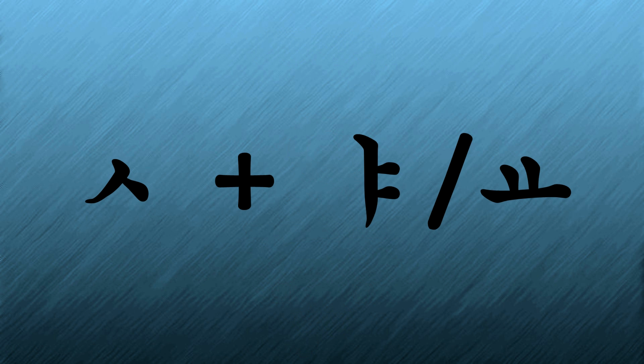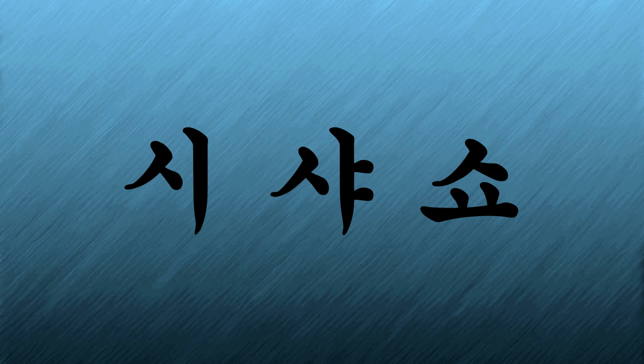These vowels, ya and yo, when combined with this letter we previously learned, will also create the sh sound that we saw with the vowel e. Here are a few examples. Shi, sha, sho.